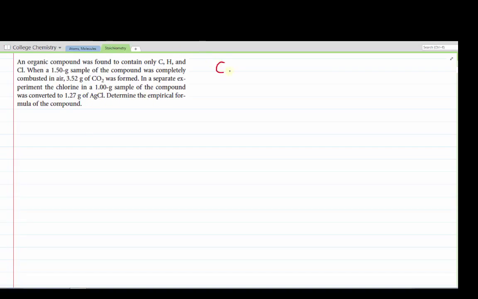So the empirical formula looks like this, except the subscripts have to be in the lowest ratio possible, and they also have to be integers. Let's start out with finding the percentage of carbon.